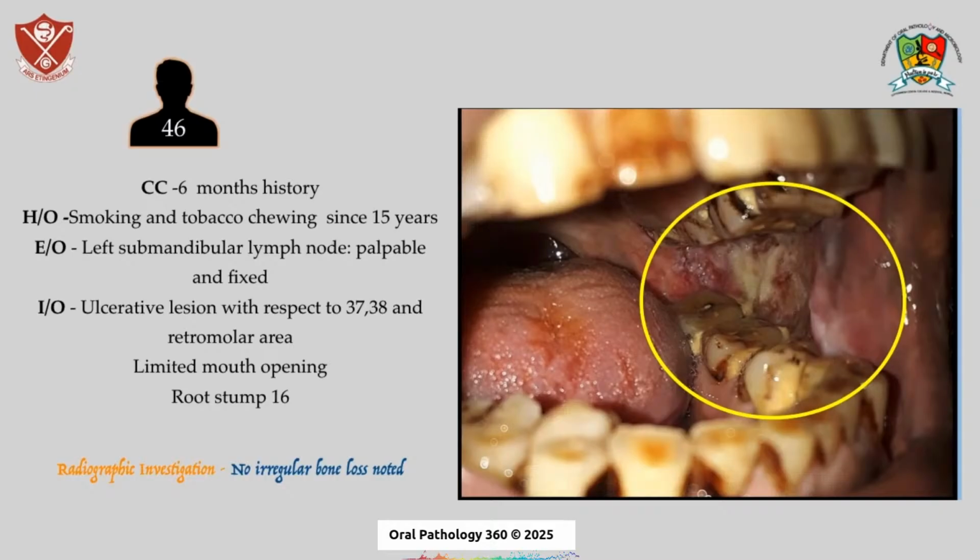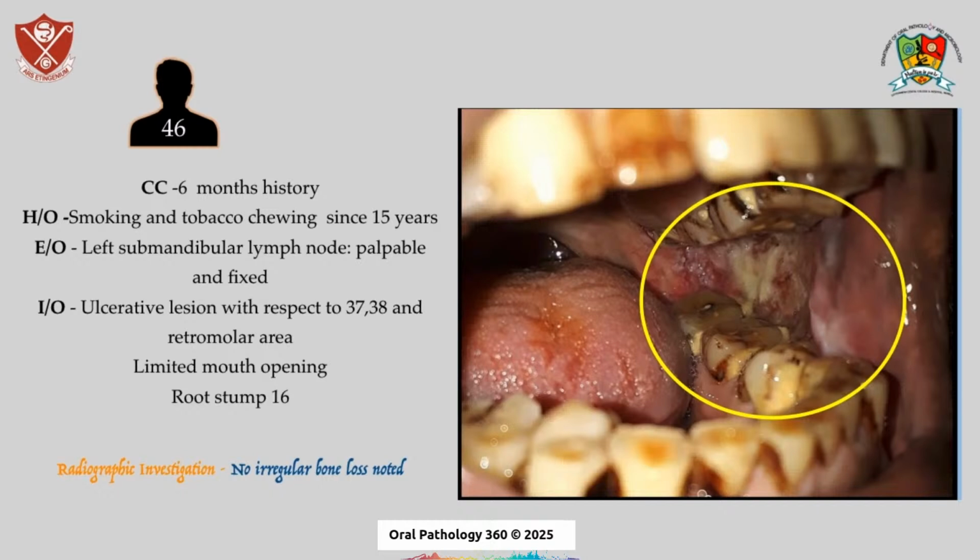Intraorally, we could see an ulceroproliferative lesion with respect to 37, 38 and in the retromolar area. There was limited mouth opening. The root stumps could be seen for the upper teeth on the other side. Radiographic investigations showed no irregular bone loss.